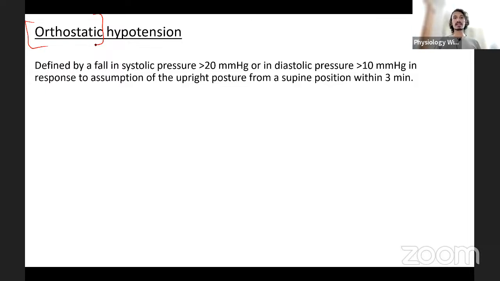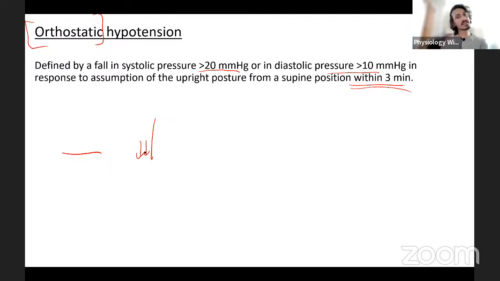When a person is lying down and suddenly gets up, there is a fall in the systolic BP of more than 20 or diastolic BP of more than 10 after standing up, within 3 minutes. Usually, when a person goes from lying down to standing up, a lot of the blood gets pooled down, around 450 ml.